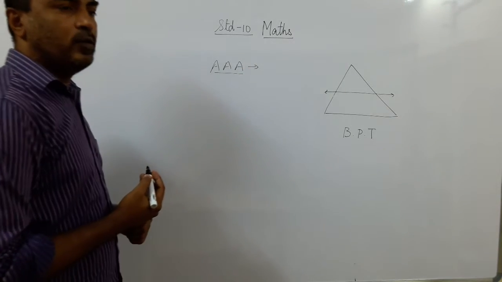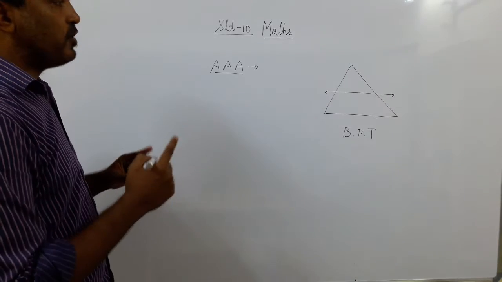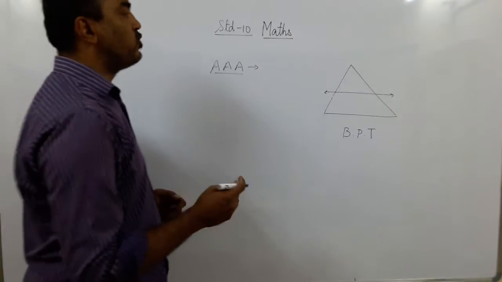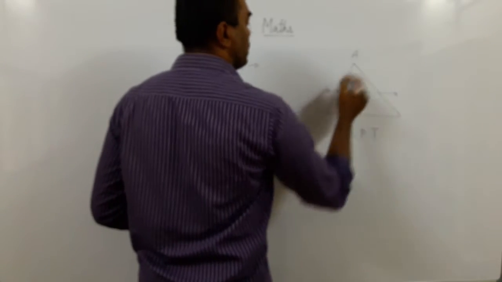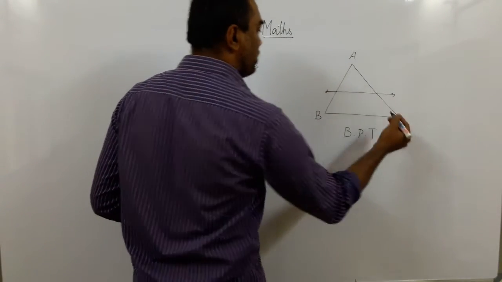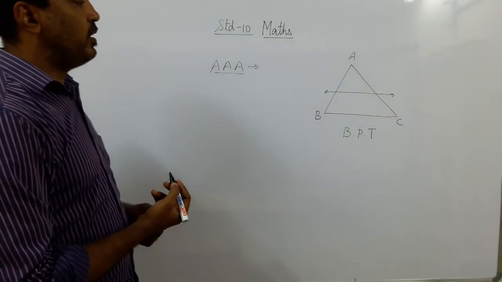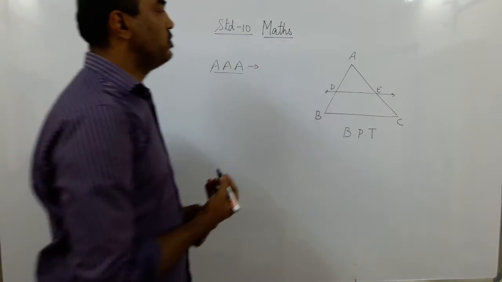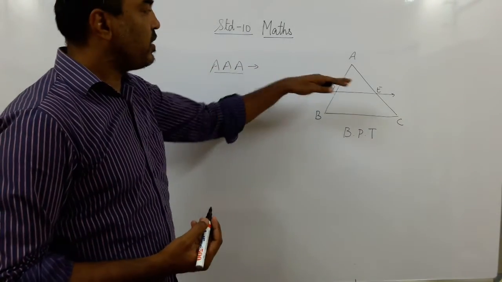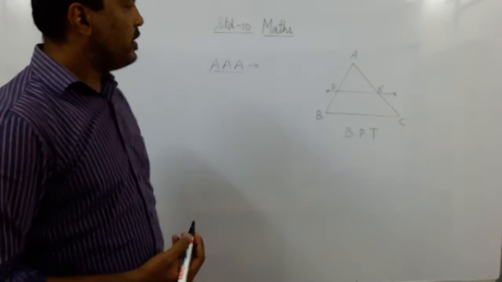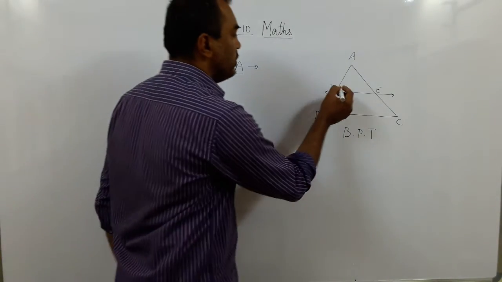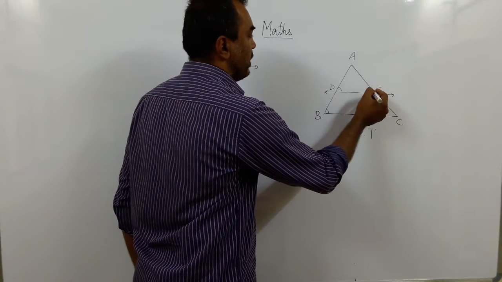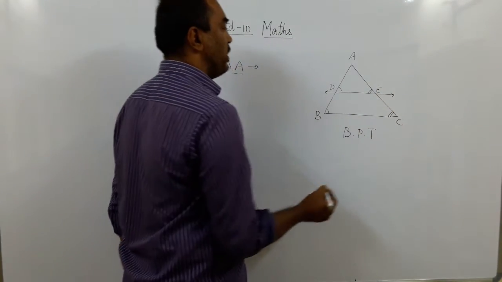What does AAA tell you? In two triangles, if the corresponding angles are equal, then the triangles are similar and the ratios will be the same. Now this is nothing but this theorem in a different form. How? Let us see. We have got ABC the triangle, and DE is the line. Now we are given DE is parallel to BC. So angle D equal to angle B, corresponding angles. Angle E equal to angle C, corresponding angles.